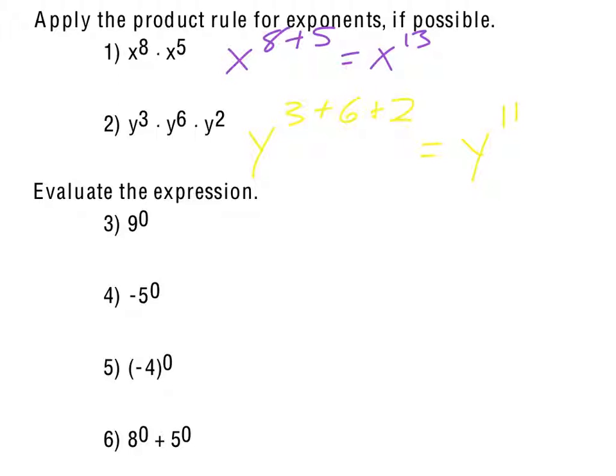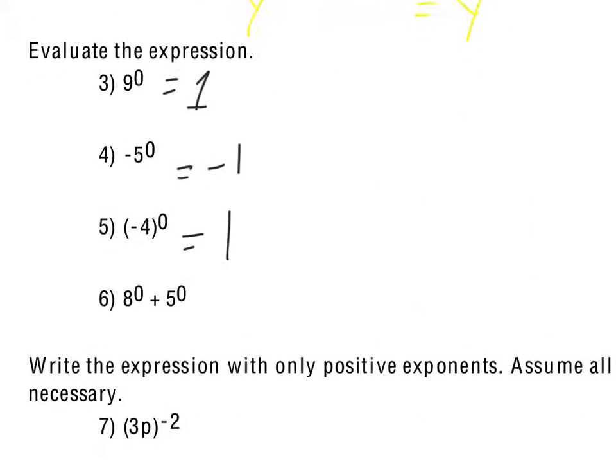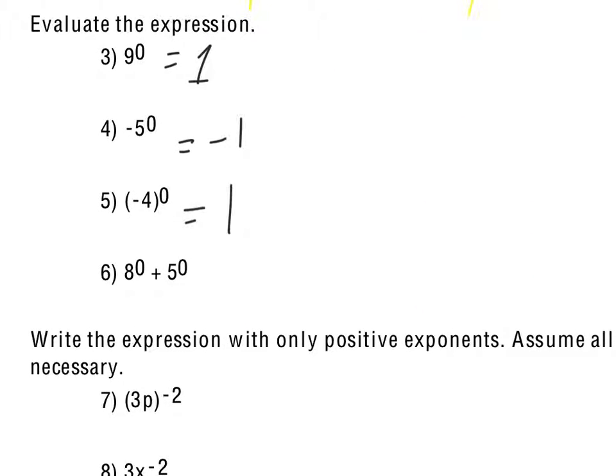For number 3, 9 to the 0 power is 1. For number 4, negative 5 to the 0 power is negative 1. And number 5, the entire negative 4 is being taken to the 0 power, so that is 1. If we look at number 6, 8 to the 0 plus 5 to the 0 would be 1 plus 1, so that would equal 2.